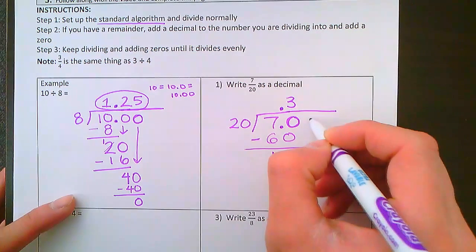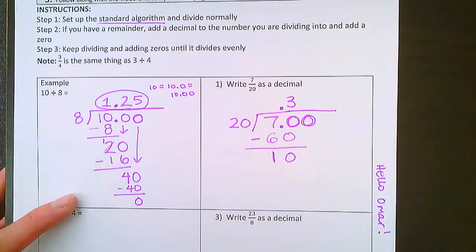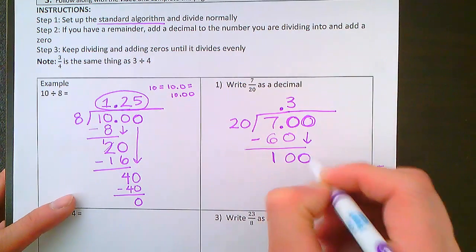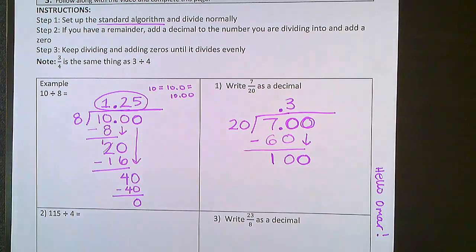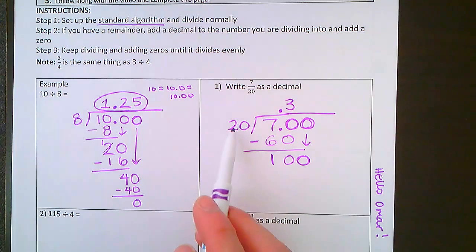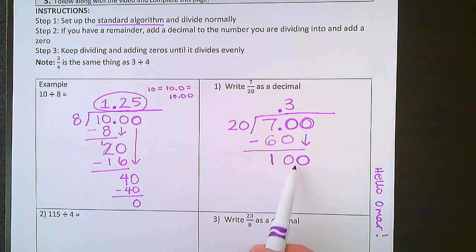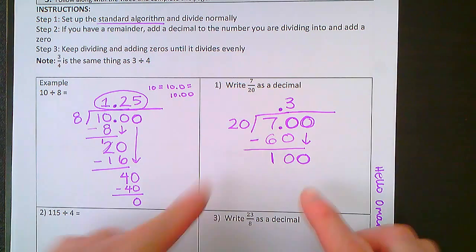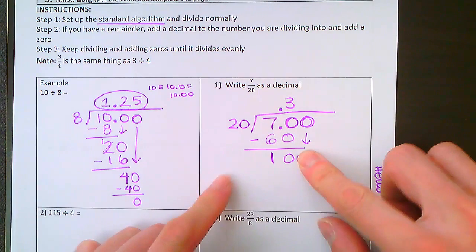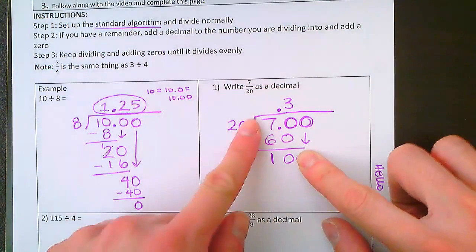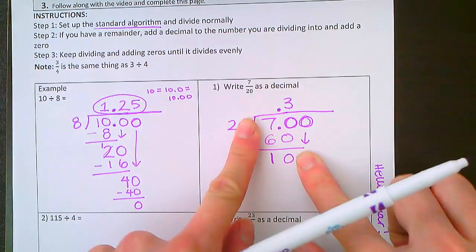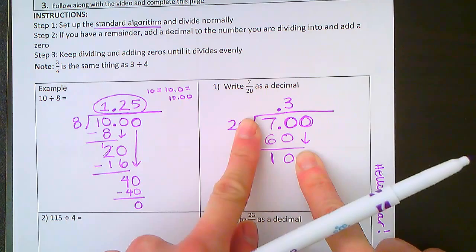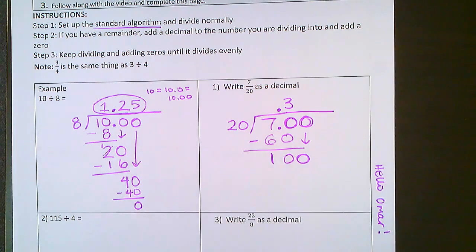And then I can add another 0 here, bring that down to here, and then I think to myself, how many times can 20 go into 100? So if you're not sure and you're dividing with zeros, what you can do is you can take the zeros away of both numbers. Now I'm just looking at 2 and 10, and that's much easier. How many times can 2 go into 10? 5 times.